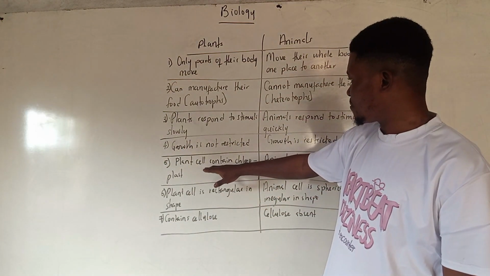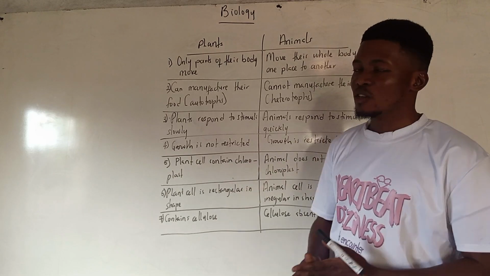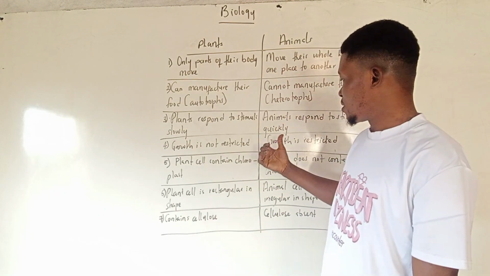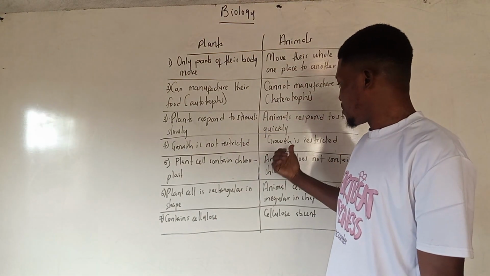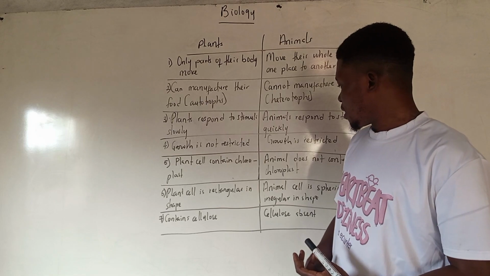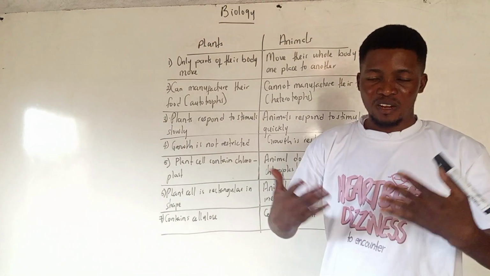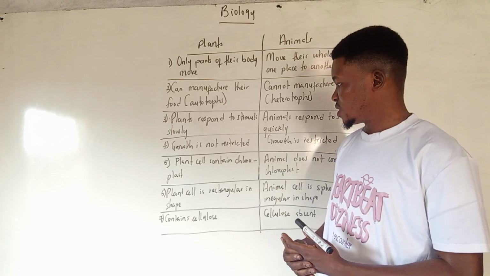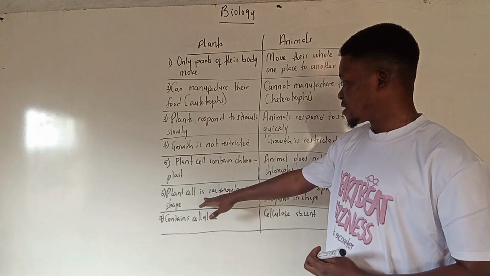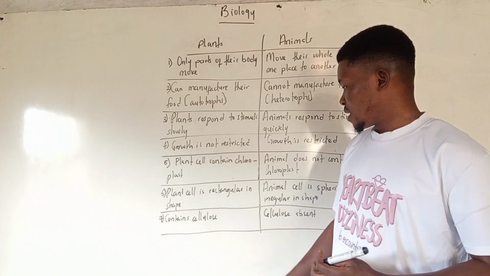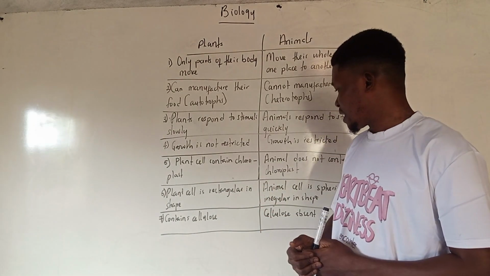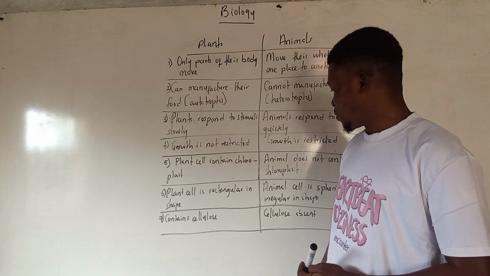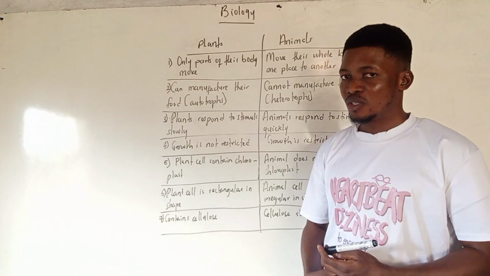Then of course, number 5, plant cells contain chloroplast. Yes, that's what enables them to manufacture their food. Animal cells do not contain chloroplast. Because of that, animals cannot manufacture their food, so animals cannot carry out photosynthesis like plants. The plant cell is rectangular in shape, and an animal cell, of course, is spherical or irregular in shape. So plant cells contain cellulose, while animal cells do not contain cellulose.